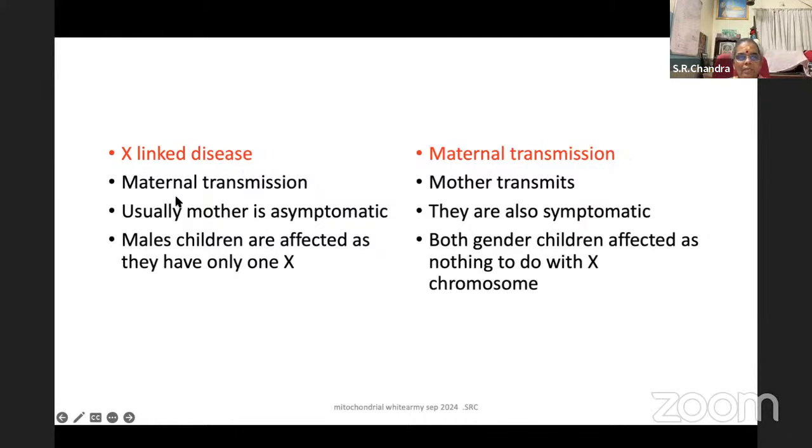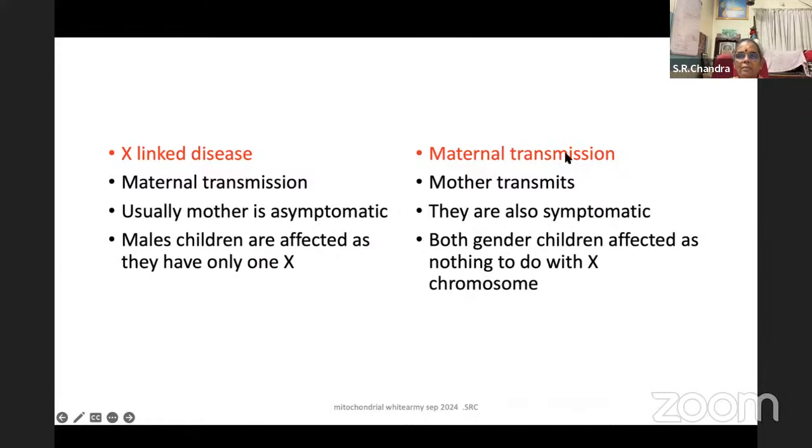In X-linked disease, the mother is transmitting because the boys have X and Y. The mother is X and X. So when you have two X, the X-linked diseases do not manifest, whereas with XY, it is almost like only 1 X. So the disease is transmitted by the mother and experienced by the sons. Usually the mother is asymptomatic. Male children are affected as they have only 1 X.